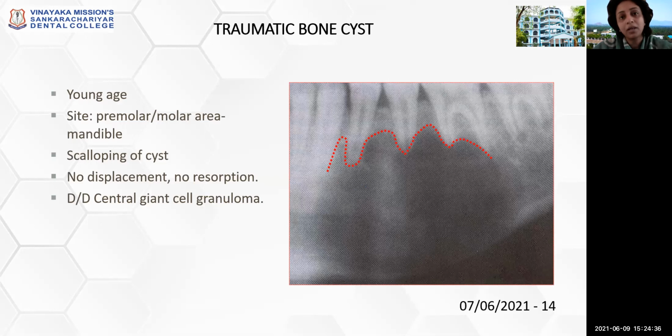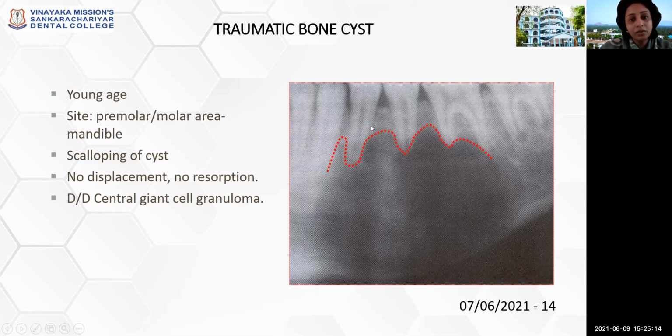So another non-pulpal origin which mimics the periapical radiolucency is called a traumatic bone cyst. A traumatic bone cyst will arise in a young patient who gives a history of trauma. In those conditions, we can see a radiolucency appearing at the periapical region of the tooth. That is why it has been considered here in the periapical radiolucency.